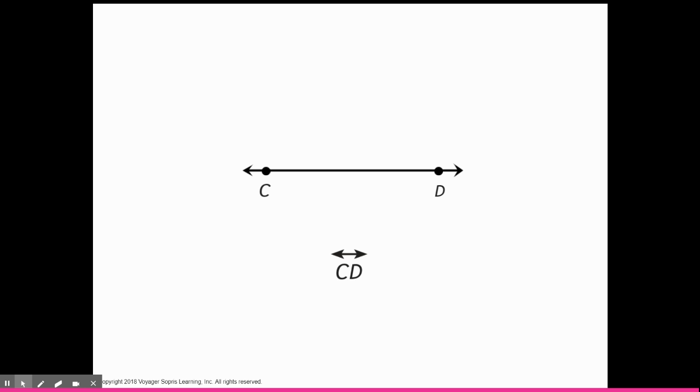A ray has a starting point and then goes on forever in only one direction. Rays are named by the end point and one other point on the ray. The name of this ray is ray EF. We use this special symbol when we write the name of a ray.